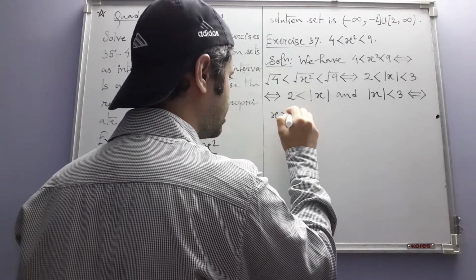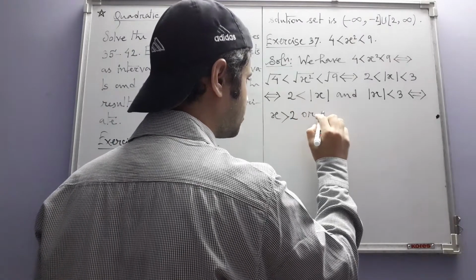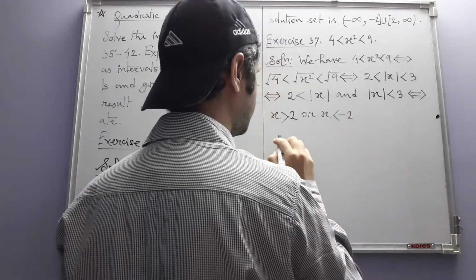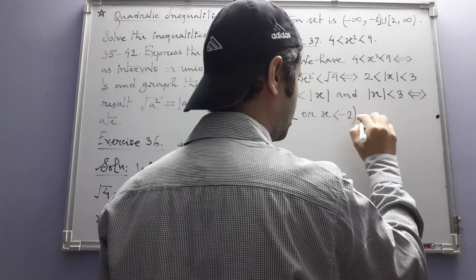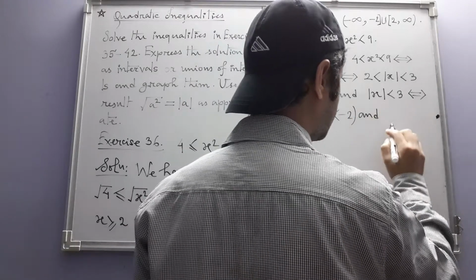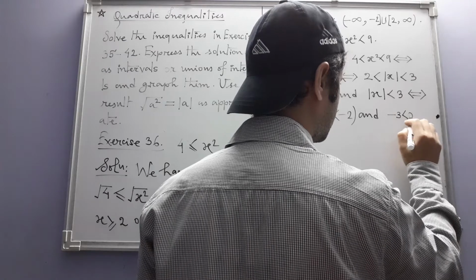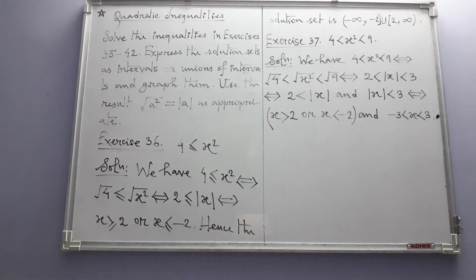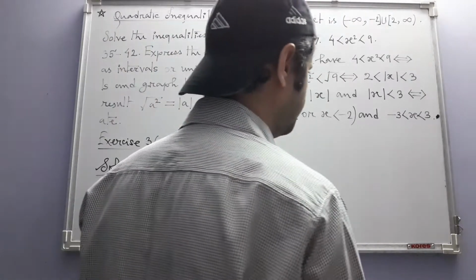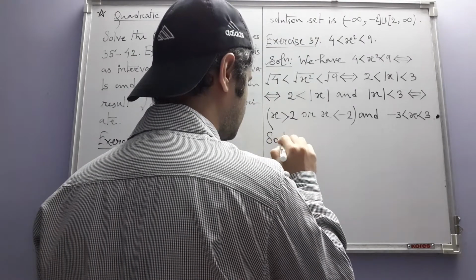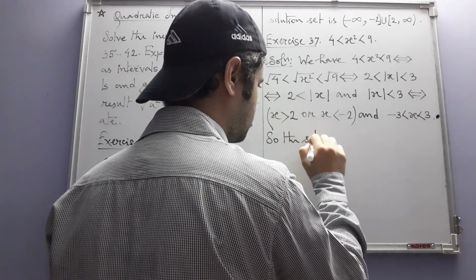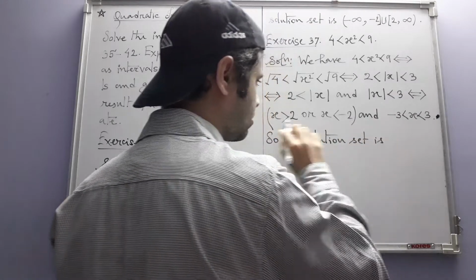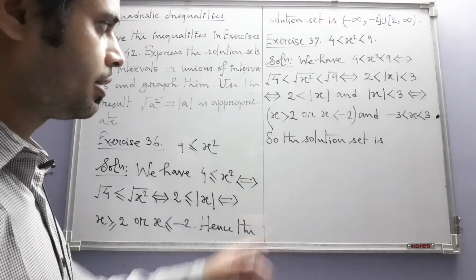x is greater than 2 or x is less than minus 2, and this one gives just this, which can be written together. Okay, so the solution set is a combination of the intervals that arise from these inequalities.